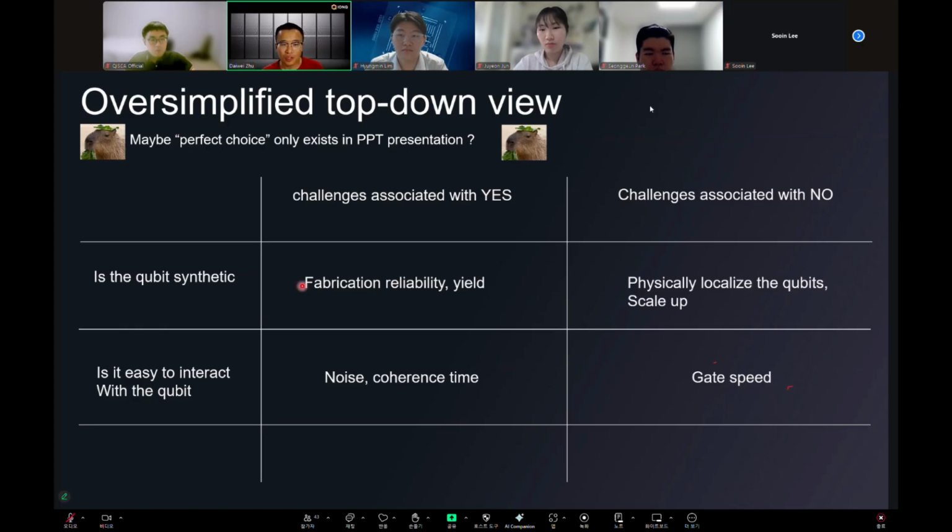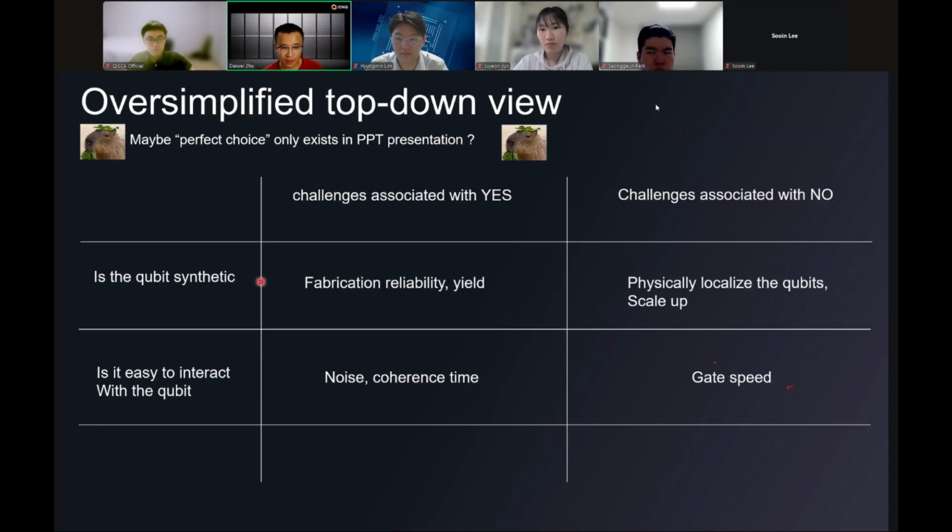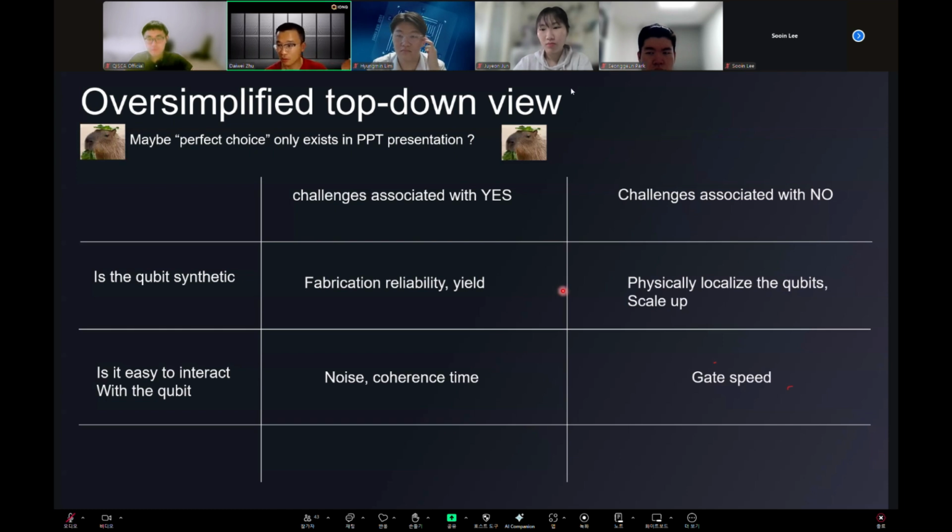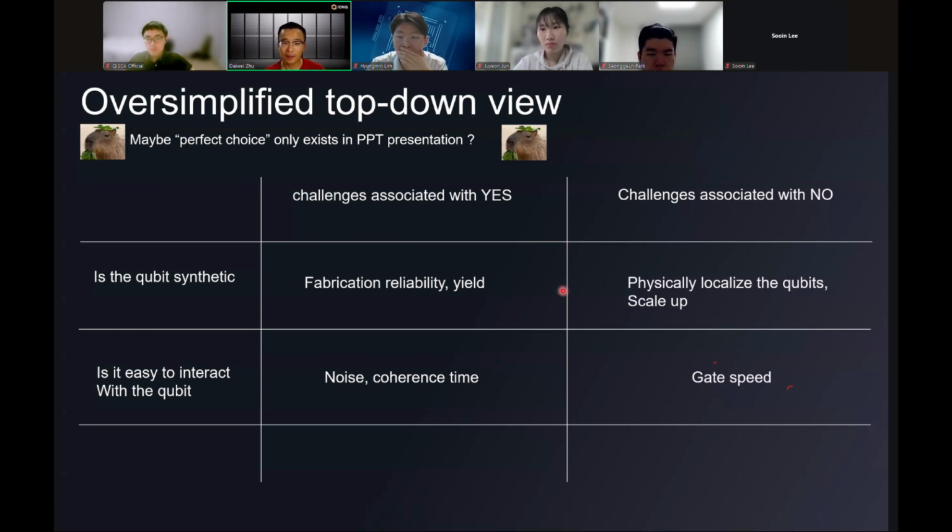But if your qubit is synthetic, then you don't have to trap them. You can fabricate them just like superconducting qubits. You can make the qubits wherever you want, form them into an array, but at least back a few years, how do you make the fabrication reliable? How do you make sure each of your qubits has the same performance, the same intrinsic frequency that you can interact with, was a challenge. I think they have improved by a lot recently, but still a challenge, right?